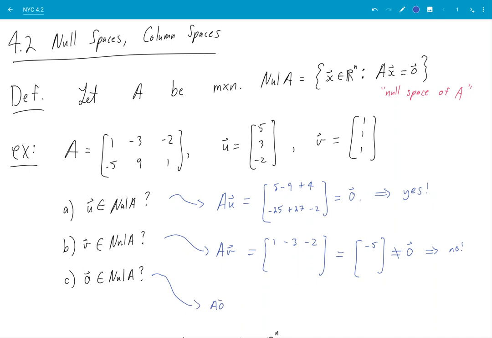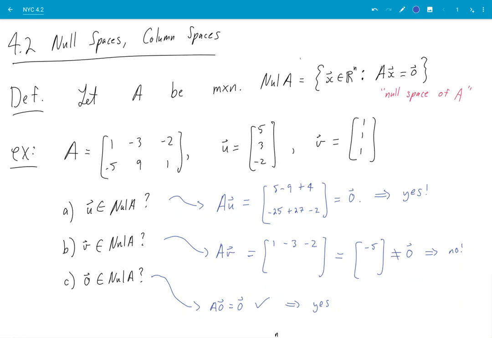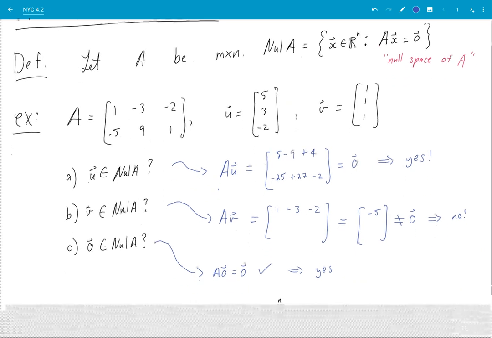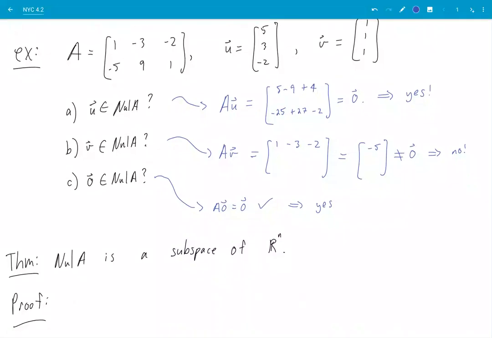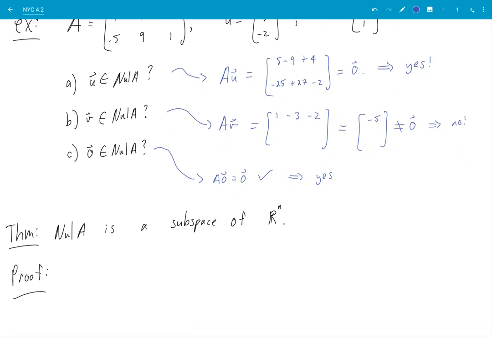Okay, here if you have A times the 0 vector, that's obviously the 0 vector, so the 0 vector is always in the null space. So the null space always contains the 0 vector, which leads us to think about the null space in terms of subspaces. Is it a subspace of Rn? Yes, it is. We can see here that it contains the 0 vector. And for the remainder of the proof, I leave this to you as an exercise.